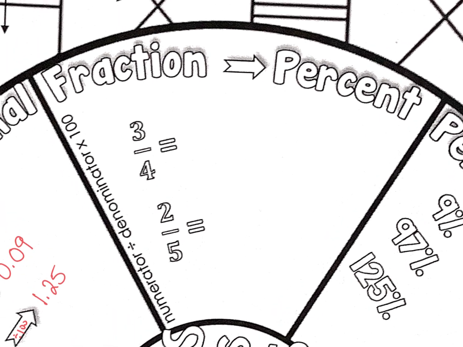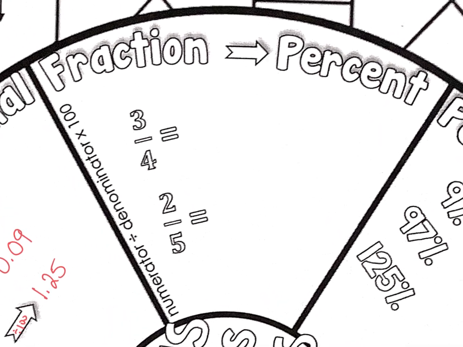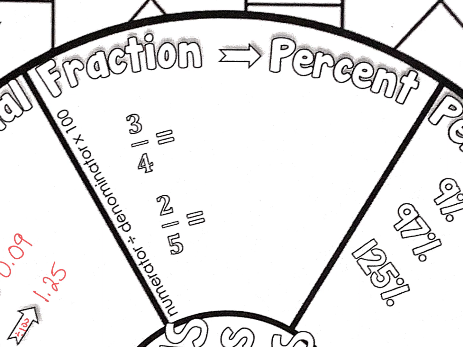All right, what if we want to change a fraction to a percent? There are different ways that we can do this. So one thing we could think about doing is changing the denominator to 100. If you change the denominator to 100, then whatever is in the numerator becomes your percent.